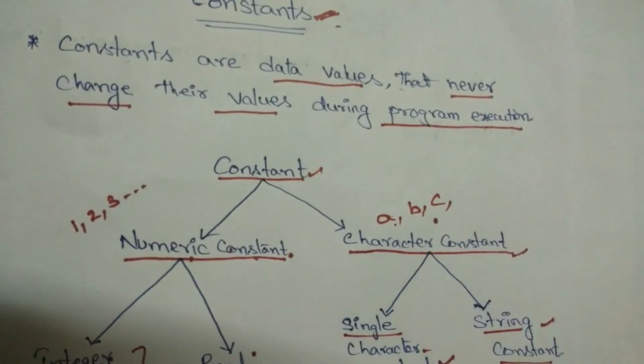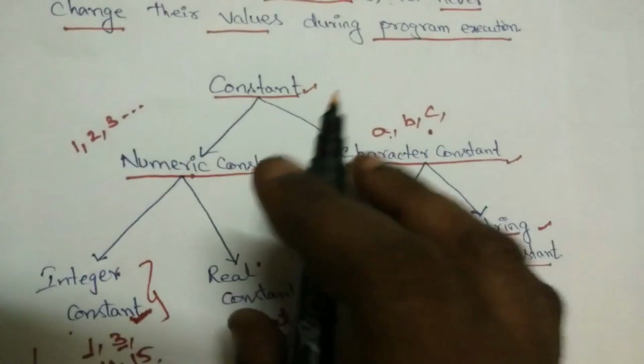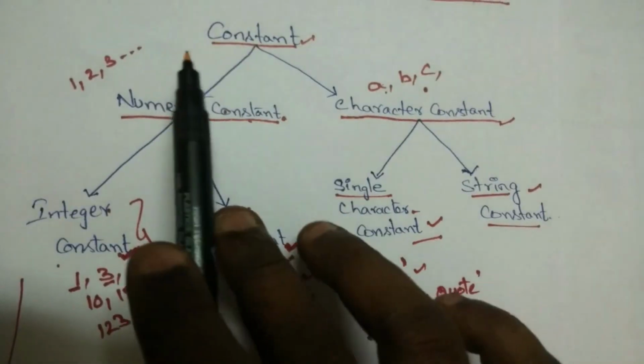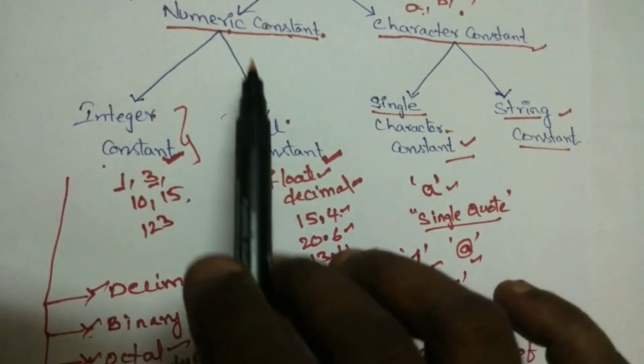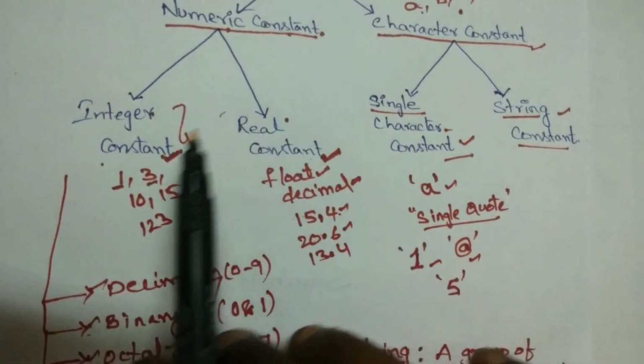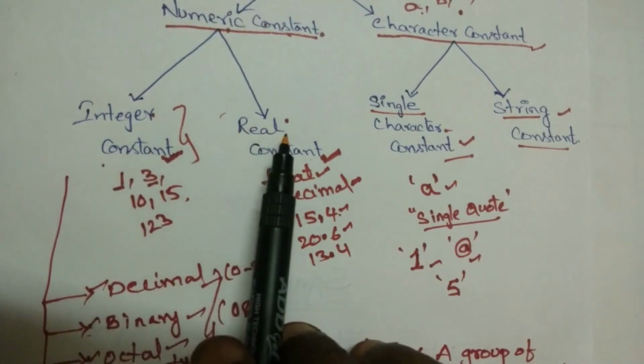What is meant by constant? Constant means the value cannot be changed during the execution of the program. That is called a constant. Here the constants are of two types. One is the numerical constant, another one is the character constant. Now again the numerical constants are classified into two types, that is the integer constant and real constant.